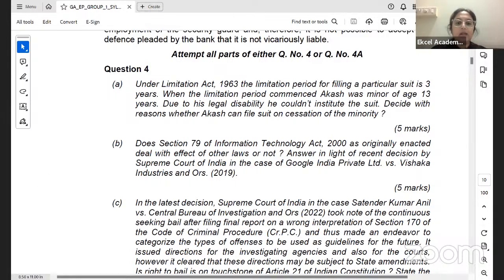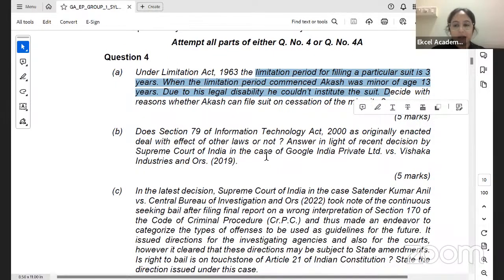First one, under the Limitation Act 1963, the limitation period for filing a particular suit is 3 years. When the limitation period commenced, Akash was a minor of age 13 years. See, due to his legal disability, he could not institute the suit. So this we know, when you are a minor, legally you are disabled from instituting the suit. So this is a question related to legal disability. That immediately should strike your mind. This is Limitation Act, legal disability, because that person is a minor.